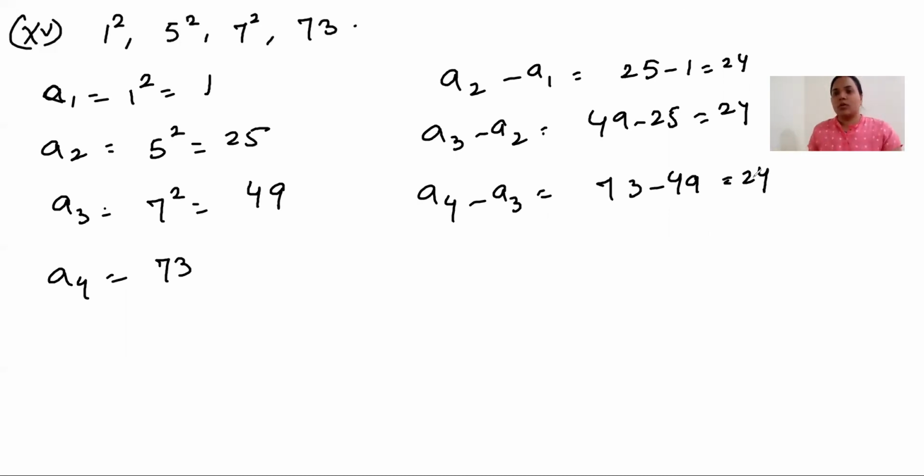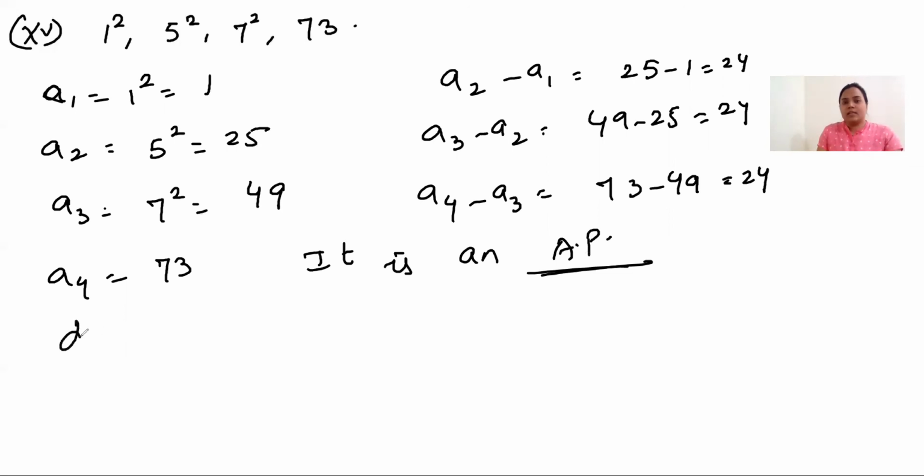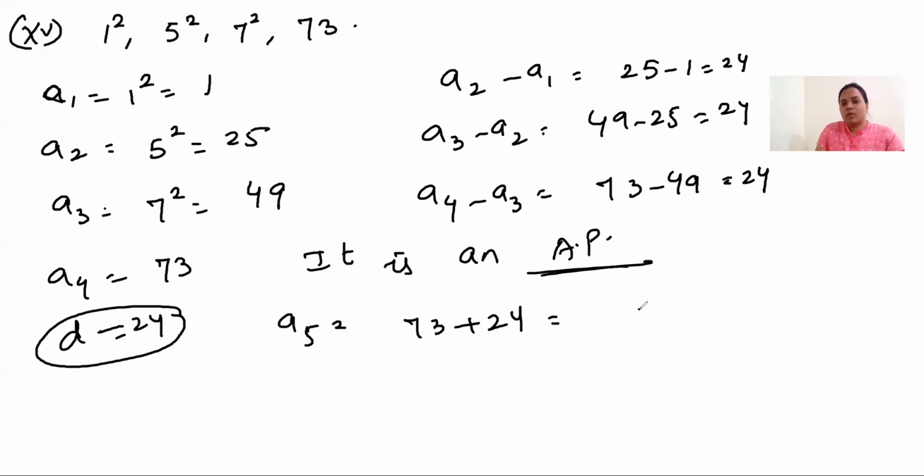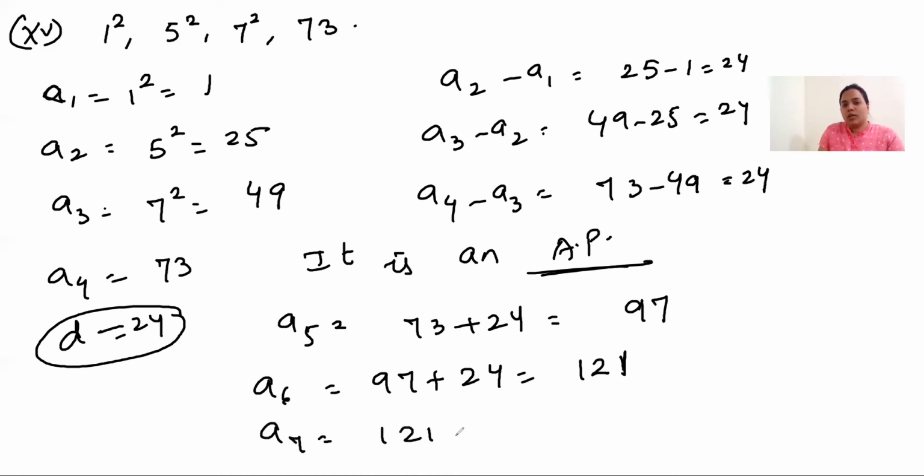So the difference is equal. Difference is same in all the cases. So it is an AP. And D is 24. Let's find the other terms. A5 will be 73 plus 24. That will be equal to 97. A6 will be 97 plus 24. That will be equal to 121. And A7 is 121 plus 24. That is equal to 145. We can write this 121 as 11 square. Okay, so these are the three terms.